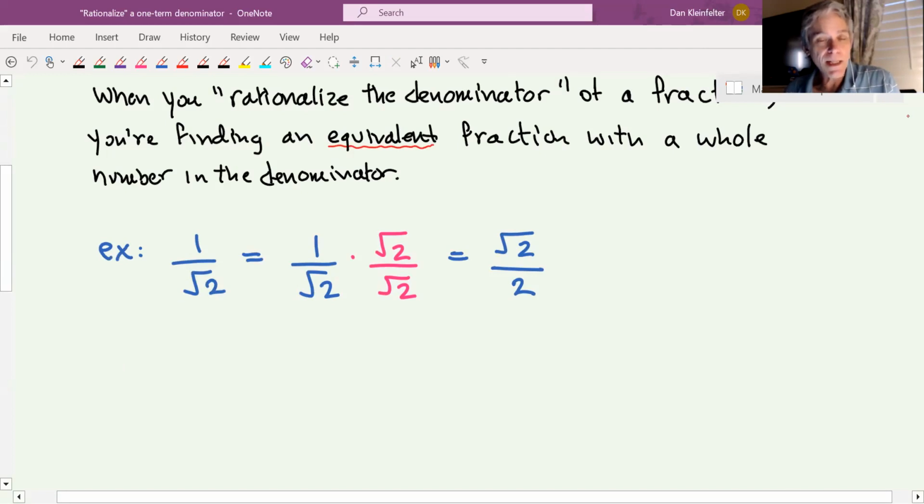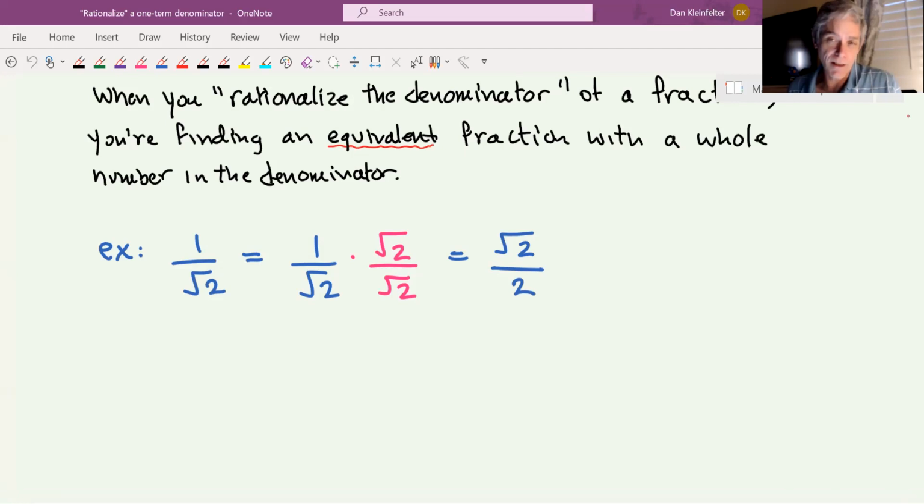One is so that everybody's answer looks the same. So if you're taking a class and doing all the work on paper and the teacher has to grade a whole bunch of these, then it's a lot easier if everybody has rationalized the denominator, because then all the answers will look the same.